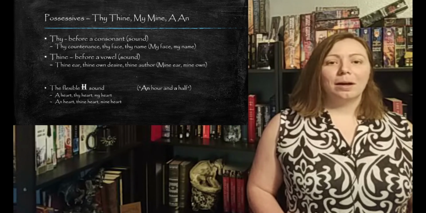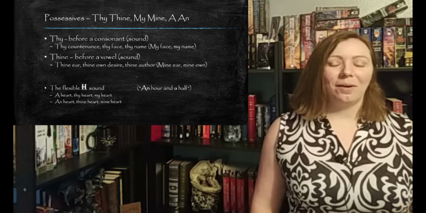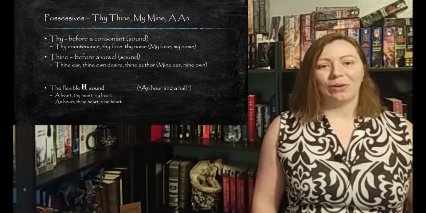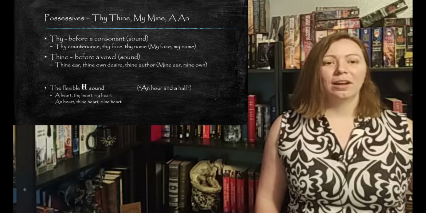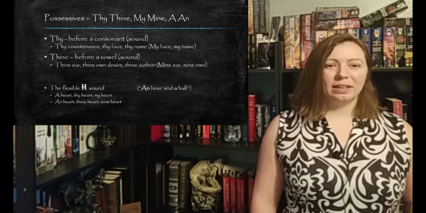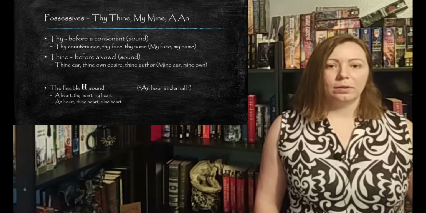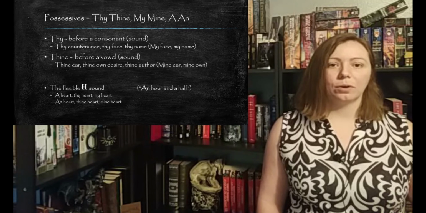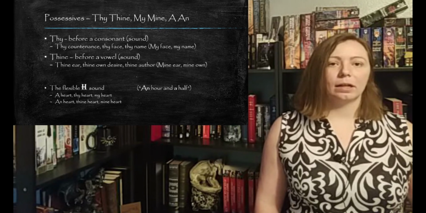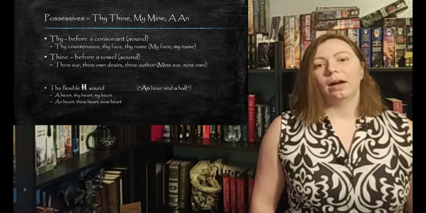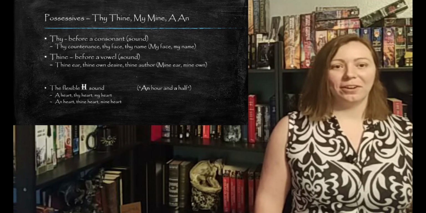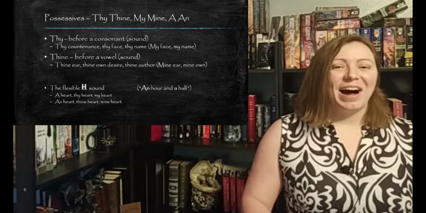The hiccup comes in when you're talking about a word beginning with H. So H is kind of flexible in English, and you'll see this with a and an. We do the same rule. You would say a countenance or an ear. That's why I keep bringing up a and an. So if you're an English speaker, you already got this down, I promise.